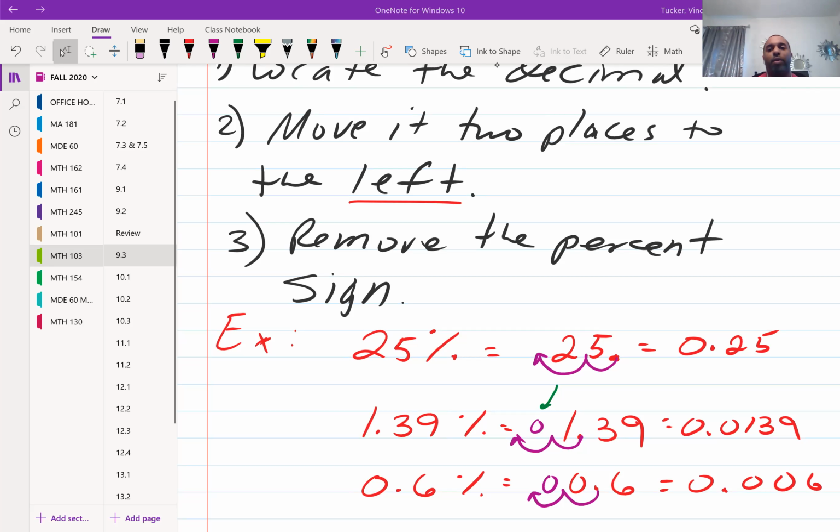And then 0.6%, same type of deal. I want to convert that to a decimal, move it 2 places to the left, use zeros as placeholders as needed. So that would be 0.006 as a decimal. All right. Questions before we go to the next one?